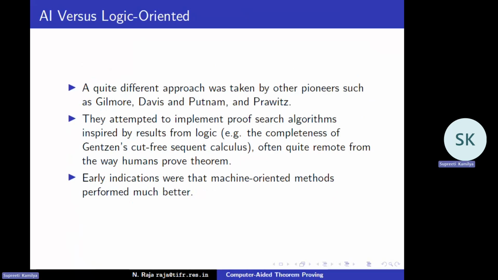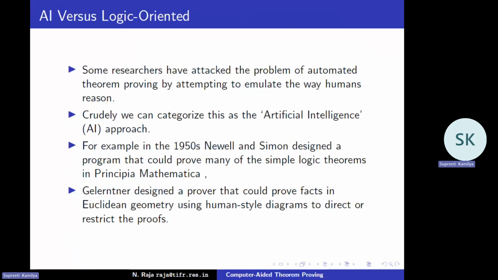On the other hand, a completely different approach was taken by Martin Davis and his collaborators. They tried to implement proof search algorithms using results from logic, from what is called Gentzen's cut-free sequent calculus, which is completely remote from the way humans prove theorems. They tried to implement this with a machine, and the early indications are that these machine-oriented methods perform much better than the techniques that I showed you earlier, which try to mimic human intelligence with a machine.